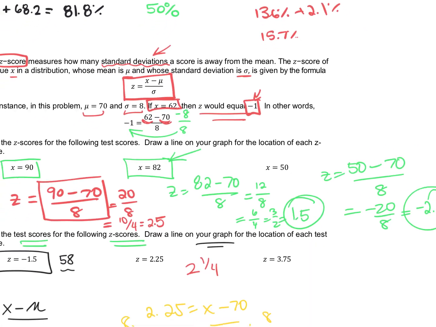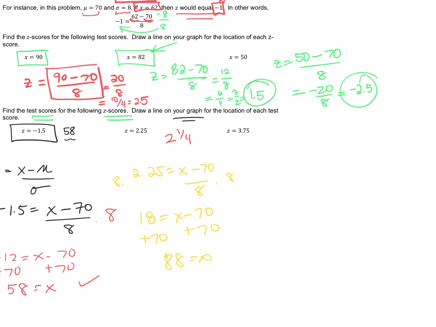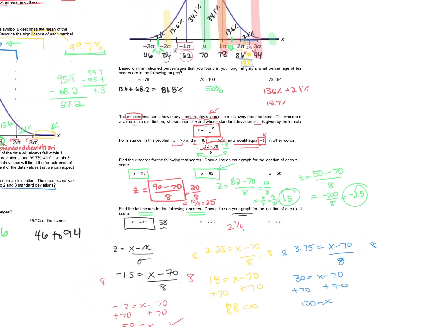And the last one here, we have 3.75. So let's do it kind of backwards. Let's not locate it first. Let's write down our formula. And so we multiply both sides here by 8. We get 30 equals x minus 70. Add 70, we get 100 equals x. So at 3.75, we should be at 100.